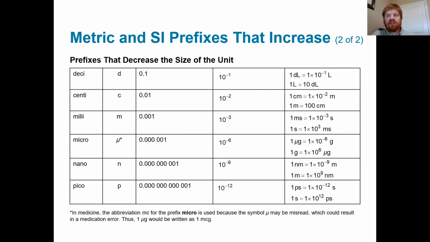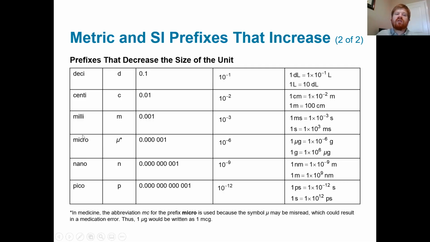Now we're going to get to the ones that are going to decrease the size of the unit. And these are ones that you're actually going to run into a lot more in medical practice. I think you're going to run into everything from deci, centi, milli, and micro. Potentially nano or pico, maybe not, kind of depending on what medicine you're working with. Some drugs are effective in the nano region or nano concentrations, but it's pretty unlikely.